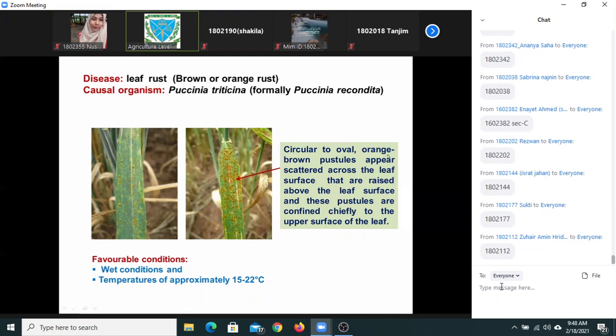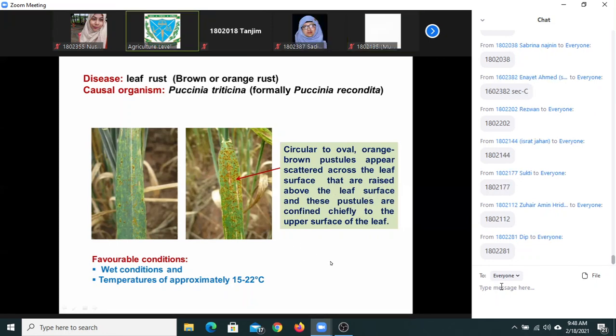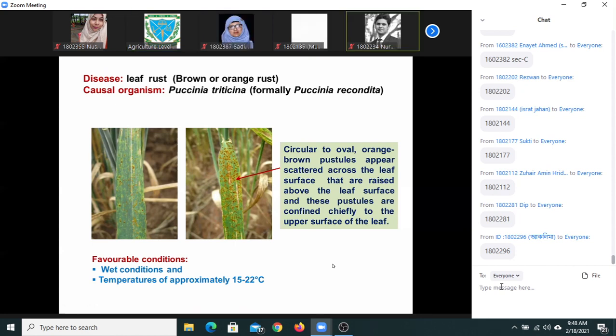So circular to oval, orange-brown pustules appear scattered on the leaf. You see on the leaf surface. And these are attached to the leaf surface very loosely. So what you can do, draw a portion of a wheat leaf and label these things. Circular to oval, orange-brown pustules appear scattered on the leaf surface and are loosely attached to the leaf surface.